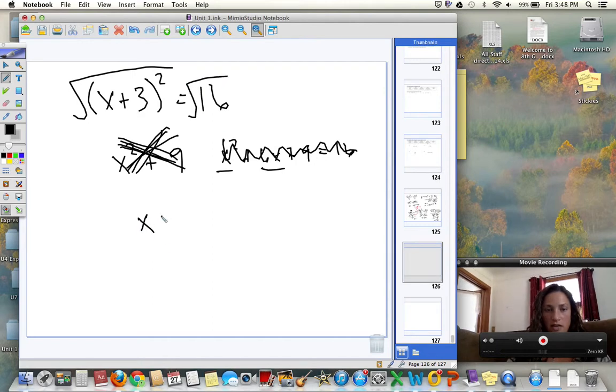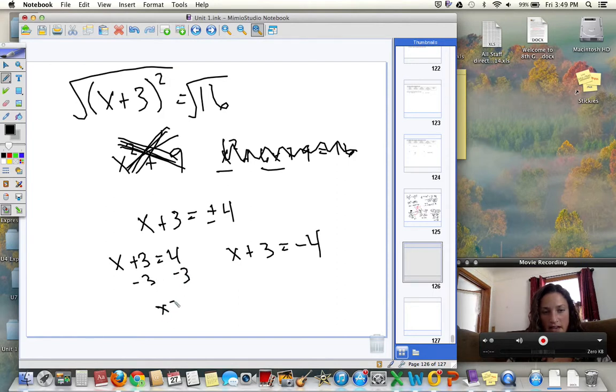That leaves me with x plus 3 on this side. Remember, when I take the square root of something, it's always a plus or minus number. So now I have two options for an answer, the positive one and the negative one. When I subtract 3, I can have x equals 1, and then x equals negative 7.